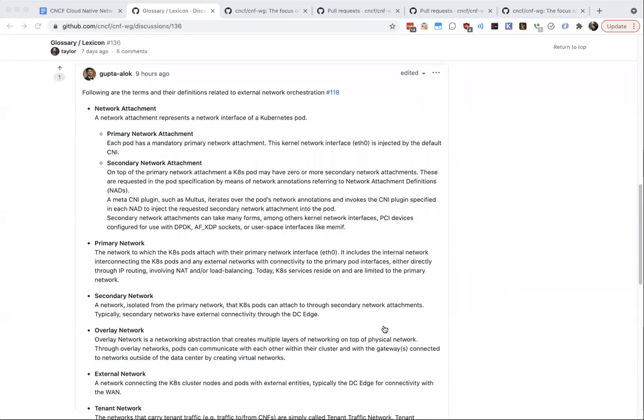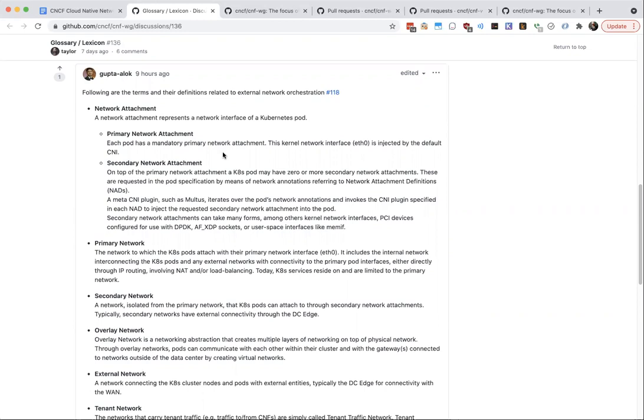Yeah, during the discussion, I was thinking the same. And default also gives the implication that there may be other networks attached to it as well, as opposed to just a unified primary or secondary. Secondary even gives the connotation that there's only two networks when there may be more than two.